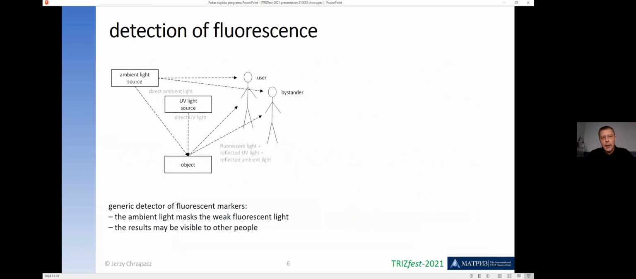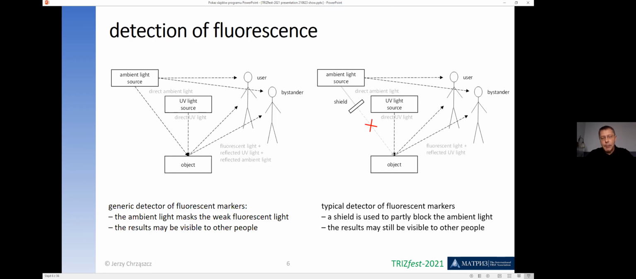Fluorescence is used in microbiology, mineralogy, also in forensic science and some other application areas. Fluorescent markers are also employed to protect banknotes, passports, and other documents against forgery by imprinting some markers that are only visible under UV light. Such inspection, such detection, is usually explicit, so that once revealed, the markers can be seen by any person. And also a shield is typically used to cut off the excess of ambient light because the fluorescence is relatively weak.